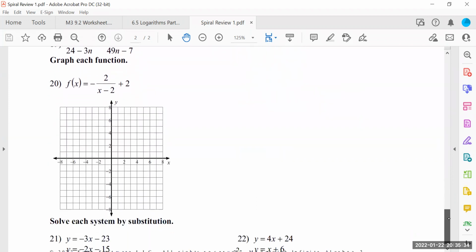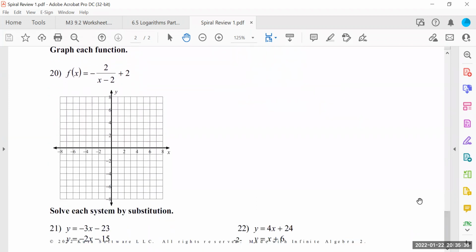And then the last one, well, sorry, the last few, we've got another graphing one. This one, remember there was an asymptote, 2 asymptotes that we don't go by. You could plug in numbers. We tried several of these. Do the best you can on this one.